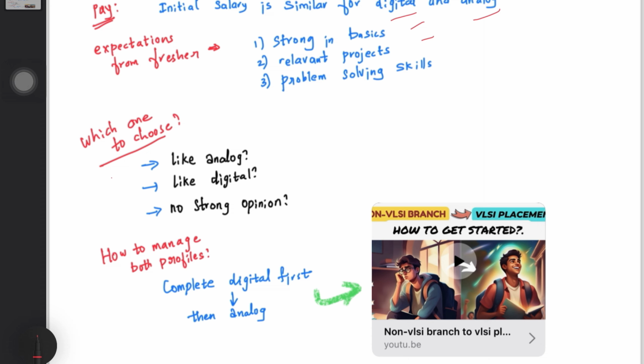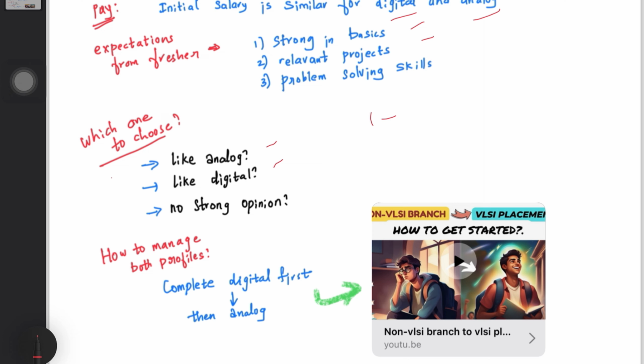And now comes the most important question: which one to choose, analog or digital? Well, the answer depends on you. Which one do you like studying the most, analog or digital? Some people are comfortable in both while studying. But once you have done 1 to 2 projects in analog or digital, you'll get an idea which one you are enjoying the most. While doing a project, you should not feel it as a burden.